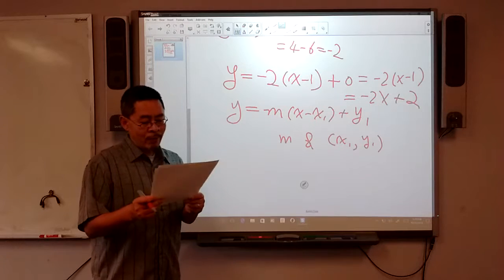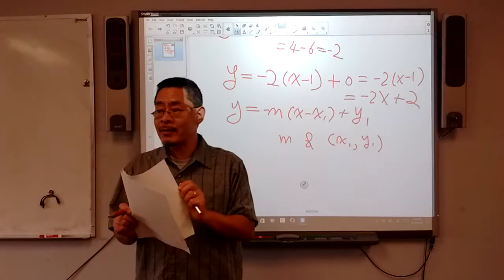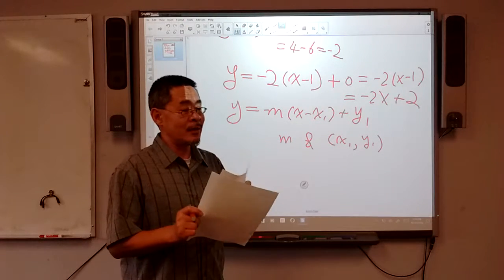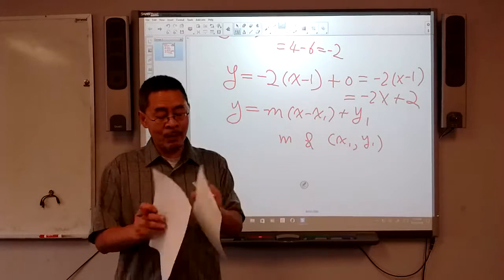Okay, so therefore, we should be good on 11, right? Same idea. Find the slope. We have slope and point, and we got it.